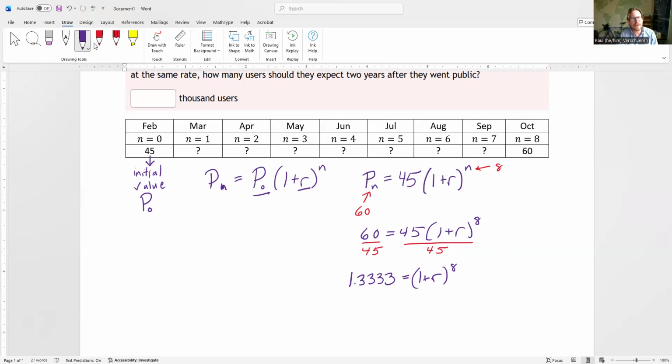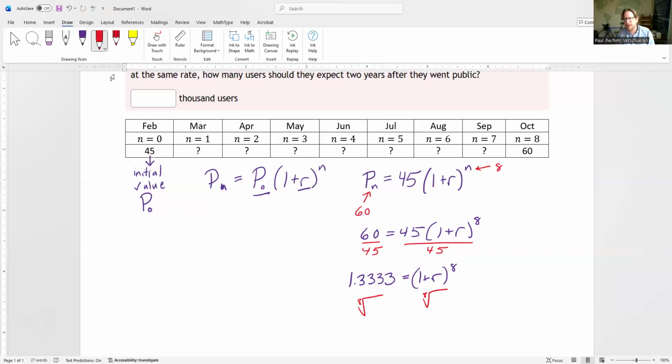So this is what they were trying to tell you in the setup. At this point, just like when we have a square, we take the square root to solve it, you're taking the 8th root, right? Which is really saying there's going to be some number times itself, times itself, times itself, times itself, times itself, times itself, times itself. I think that was 8. That will give you 1.33. And what is that number?